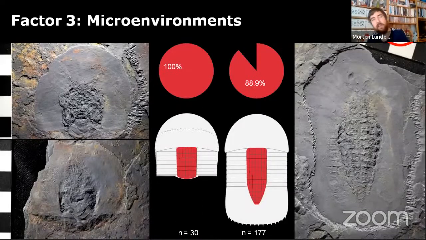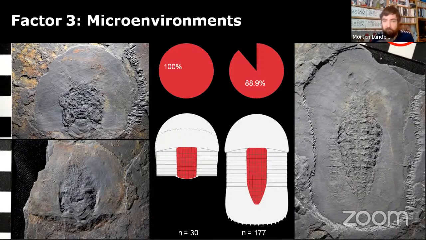And another thing that can impact this variability is microenvironments. And we can test that in Sirius Passet because we find that Campanamuta, our charismatic model organism for phosphatization here, is sometimes found in an enrolled state. And when you're an arthropod and you're enrolled, you create a very effective barrier to the external environment. And this means that you're able to sustain a closed environment inside yourself. And when you're decaying, it becomes this decay-induced microenvironment, which favors phosphatization.